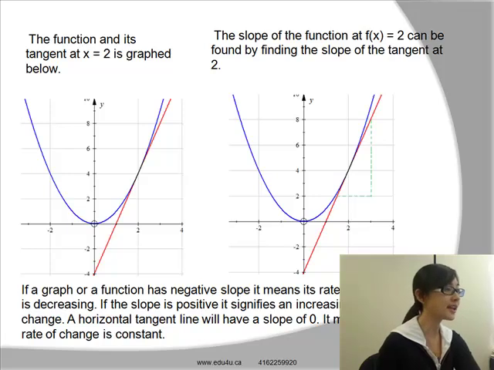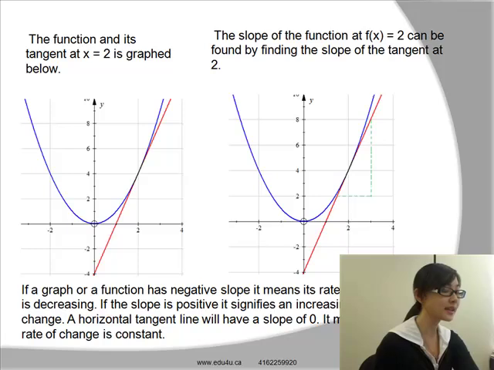The function and its tangent at x equals 2 is graphed below. In order to find the slope of the tangent, we need to use the equation that we just mentioned in the last slide, in which we have to use rise over run. In order to do that, we need two specific points on the graph.